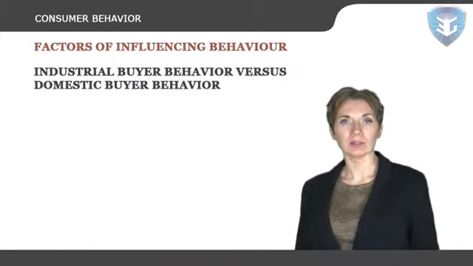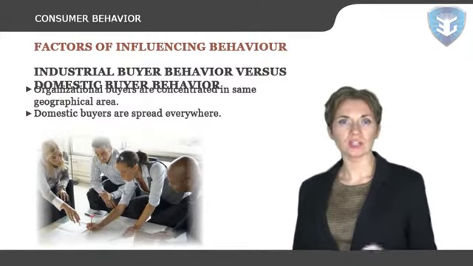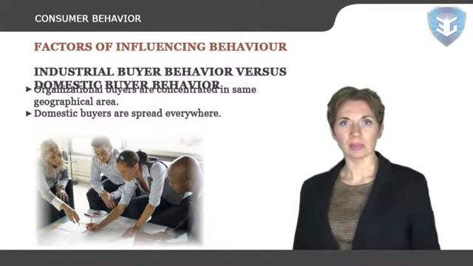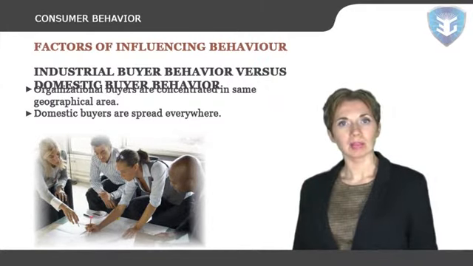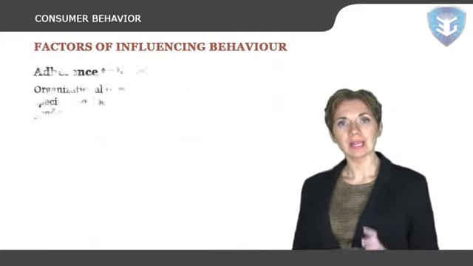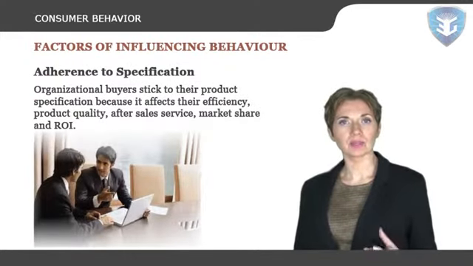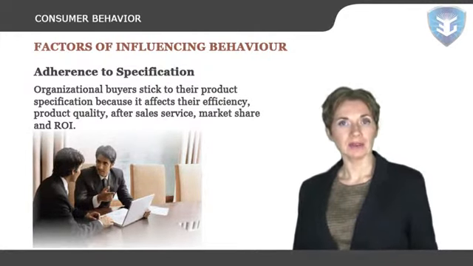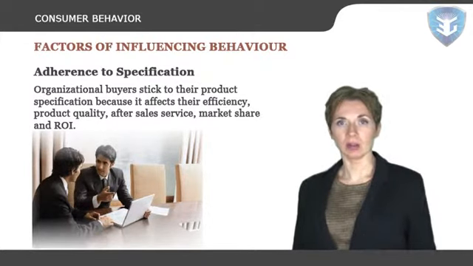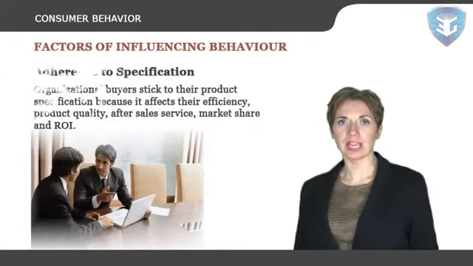Industrial buyer behavior versus domestic buyer behavior. The behavior of the buyer depends on concentration of buyers. Organizational buyers are concentrated in the same geographical area. Domestic buyers are spread everywhere. Adherence to specification. Organizational buyers stick to their product specification because it affects their efficiency, product quality, after-sales service, market share, and ROI. Domestic buyers are not so rigid about their specification.